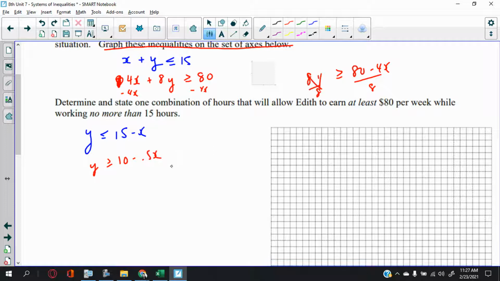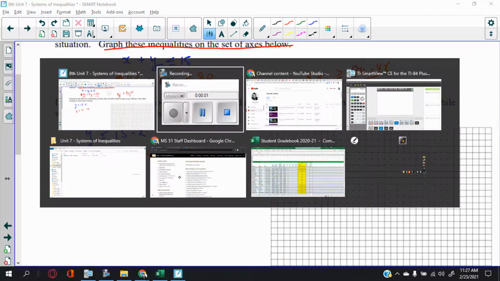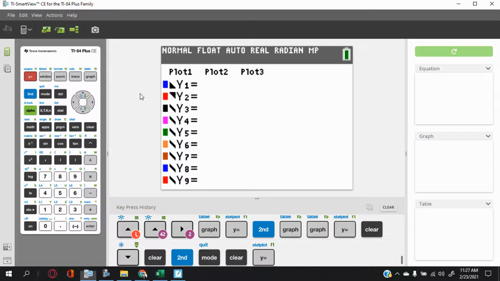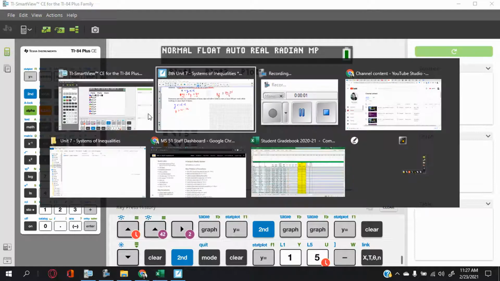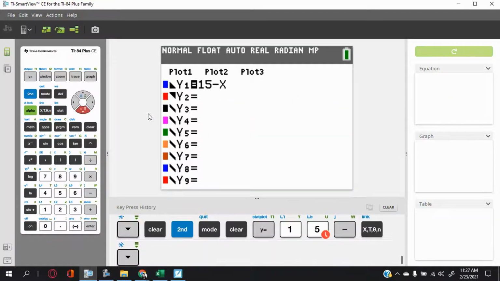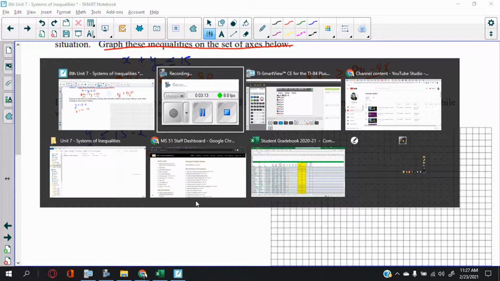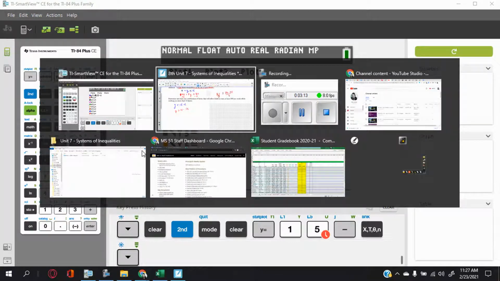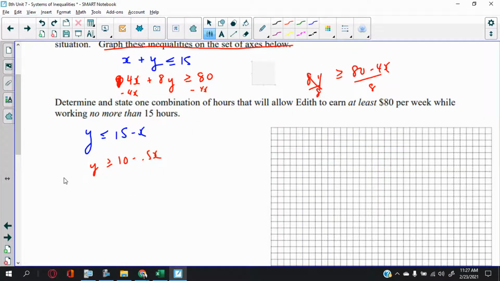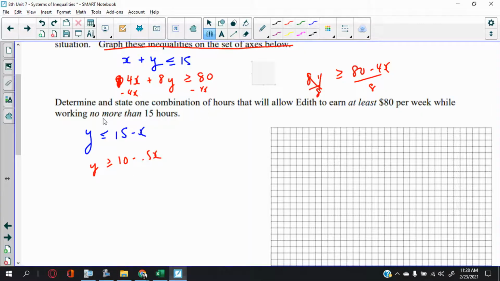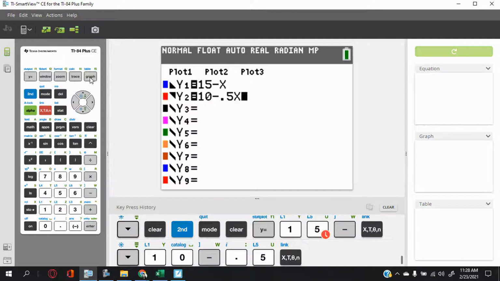Okay, so let's go to the graphing calculator real quick and put those two in. 15 minus x. Now, is that less than or equal to? Perfect, we already have that. And then 10 minus 0.5x. Let me make sure I'm recording. I don't know if you noticed, but in the last video, for the optional part, I forgot to press record, so I talked for no reason. Now is that greater than? Yep, that is greater than. Good. Let's look at the graph first.